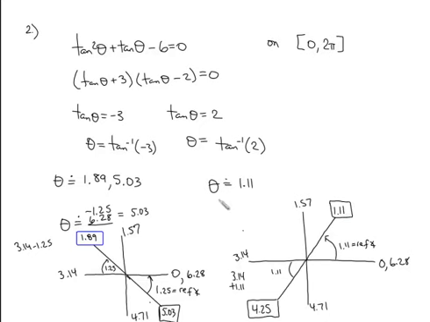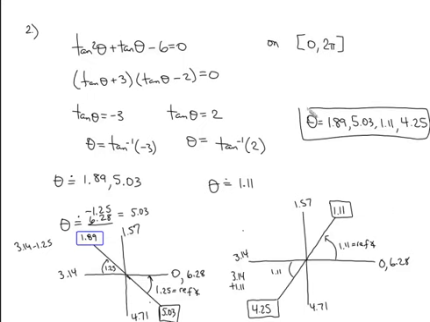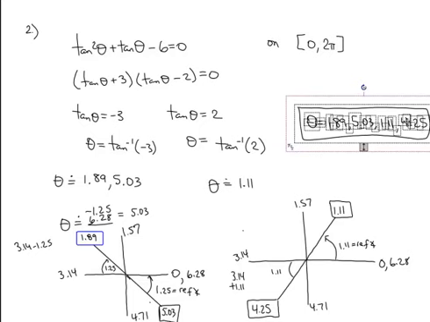And so our final answer altogether is that theta is equal to 1.89, 5.03, 1.11, and 4.25 radians. It's kind of close to going off the edge of the video. Let me just pull that back just to be safe.